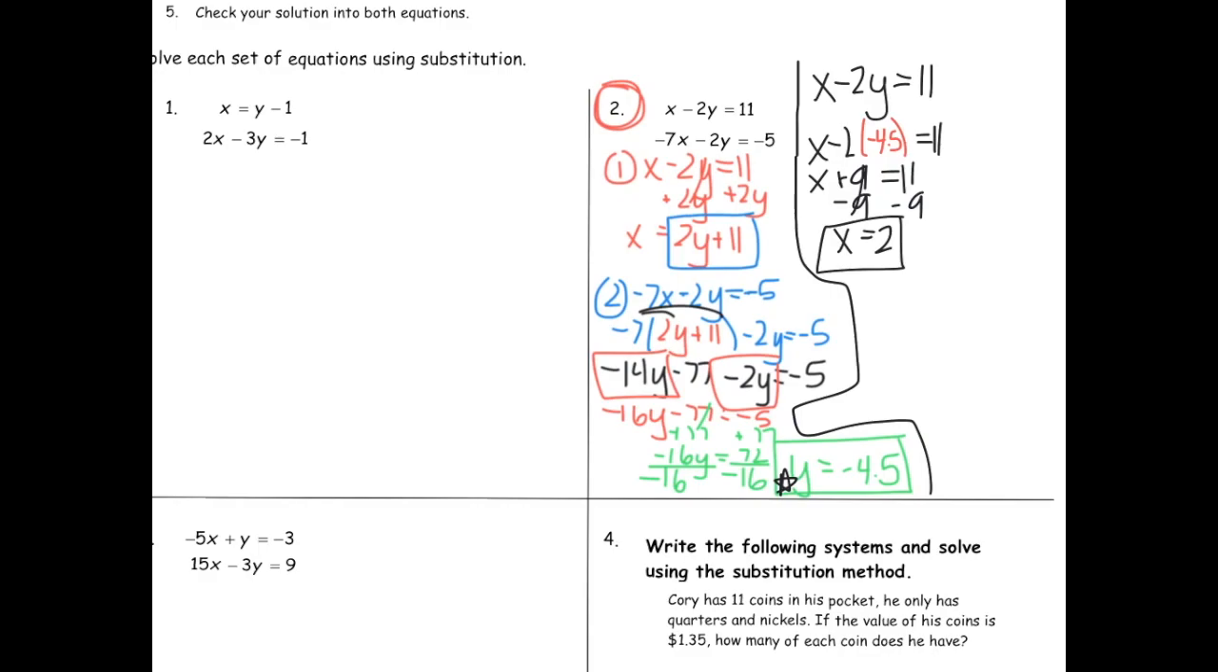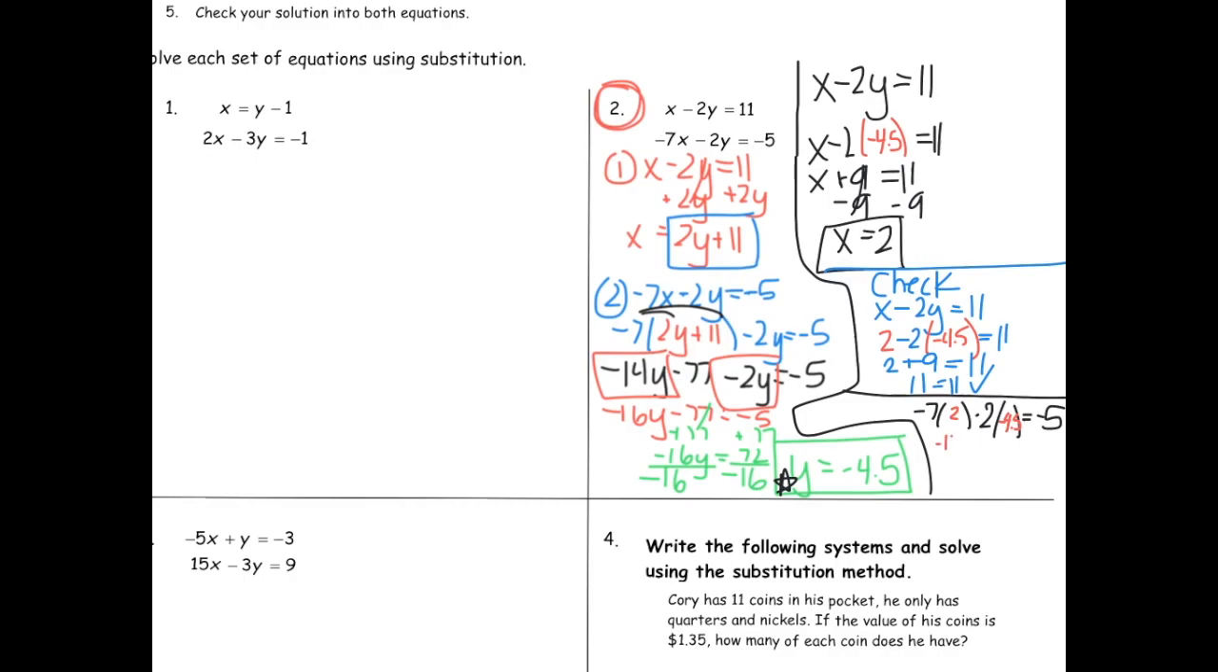So let's check it. So I plugged it in for the first one, and I do get a true statement. Let's do the next one. All right, so I'm plugging this in. I get negative 14 plus 9. Is that equal to negative 5? Yes, it is. So it works in both. Therefore, I can be certain that the point 2 comma negative 4.5 is part of the solution.